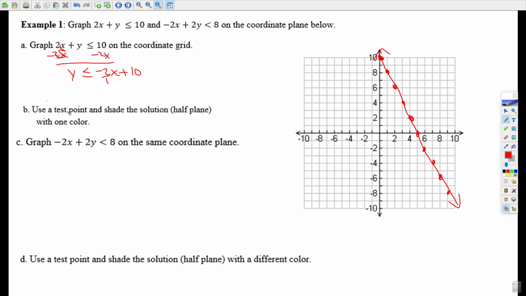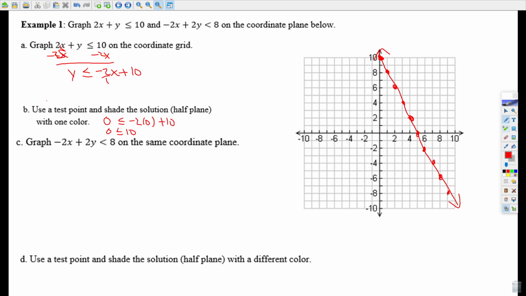For part B, we're going to use a test point, like we did in the last section, to figure out where to shade. Now, you might be able to look at this and say, oh, I know where to shade. It should be below the line somewhere. So let's see if that actually works. I'm going to pick 0, 0 like I always do. If I plug in 0, 0, it'd be 0 is less than or equal to negative 2 times 0 plus 10, which is the same thing as 0 is less than or equal to 10. Is 0 less than or equal to 10? Yes, 0 is smaller. So we're going to shade this side here.